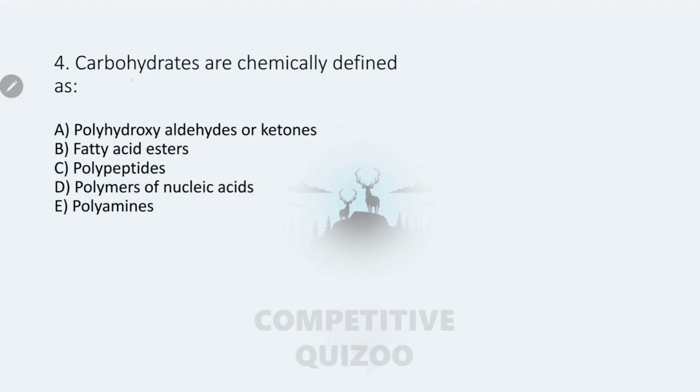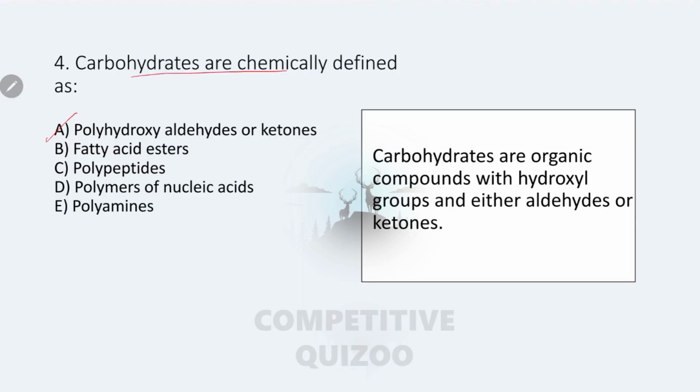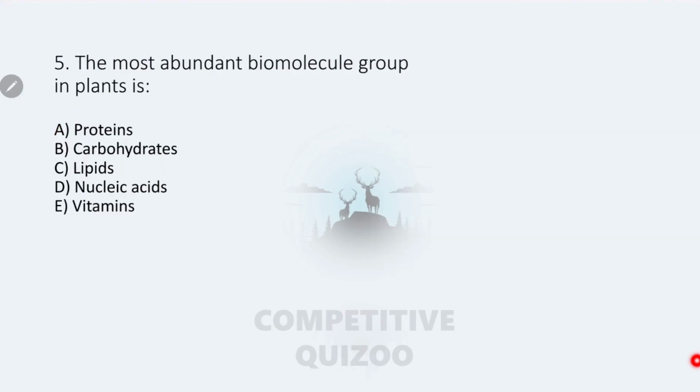Coming to the next question. Carbohydrates are chemically defined as. Options are polyhydroxyaldehydes or ketones, fatty acid esters, polypeptides, polymers of nucleic acid, or polyamines. The answer to this question is polyhydroxyaldehydes or ketones. Carbohydrates are organic compounds with hydroxyl groups, that is OH groups, and either aldehydes or ketones, that is CHO groups or ketone groups.